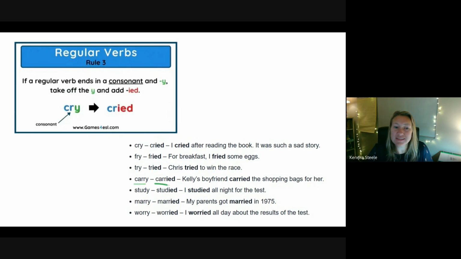Carry becomes carried. Kelly's boyfriend carried the shopping bags for her. Study becomes studied. I studied all night for the test. Marry becomes married. My parents got married in 1975. Worry becomes worried. I worried all day about the results of the test.